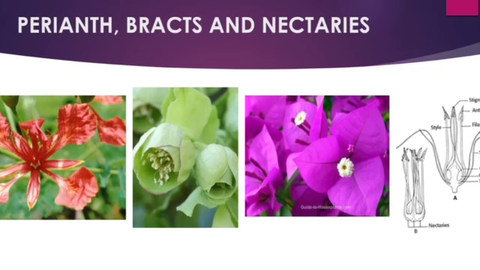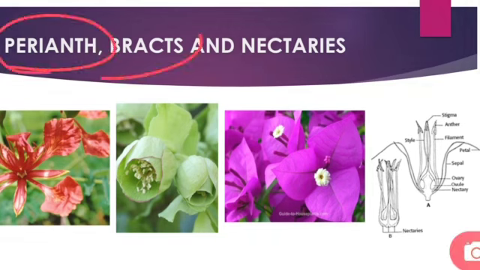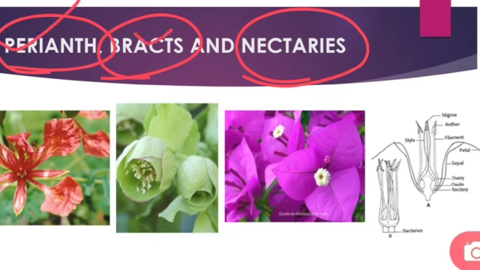So these three terms which I showed you now are new terms for you, so keep in mind: perianth, bracts, and nectaries. In our next video we'll continue this chapter, and we'll come to know about the description of the parts of the flower, the four whorls of the flower.